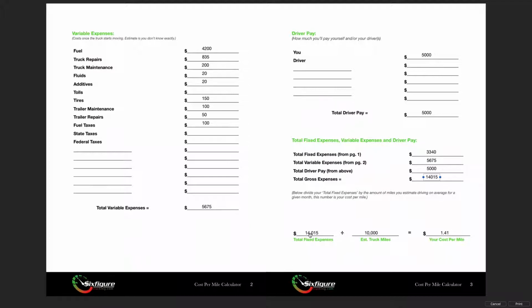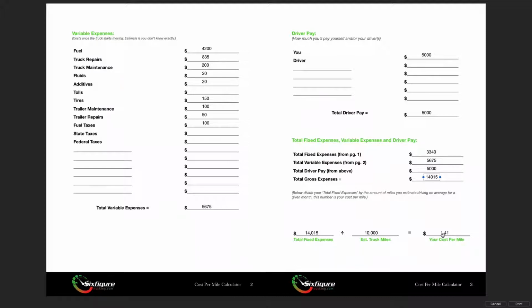After you've calculated everything, then you divide that number. Like I said, an estimate would be about 2,500 miles per week, or 10,000 miles per month. You take the $14,015 and you divide that by 10,000 miles, and that will give you your cost per mile. This is the number that you need to be aiming for. That's the most important number.